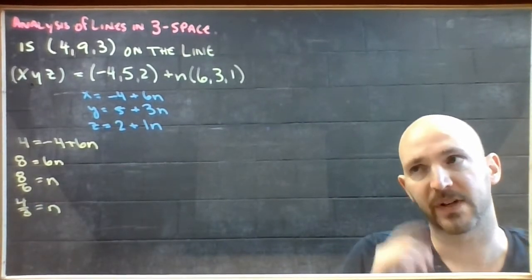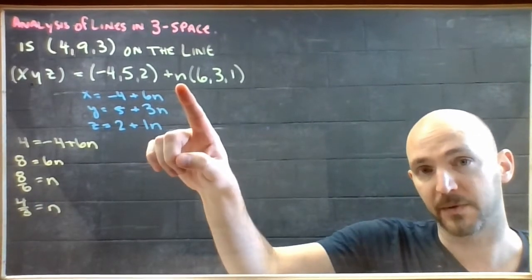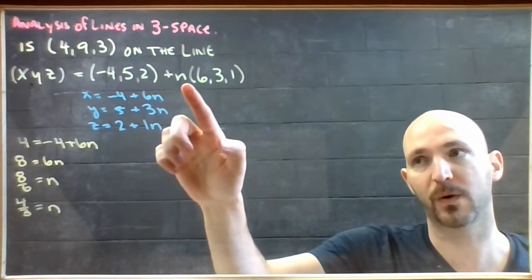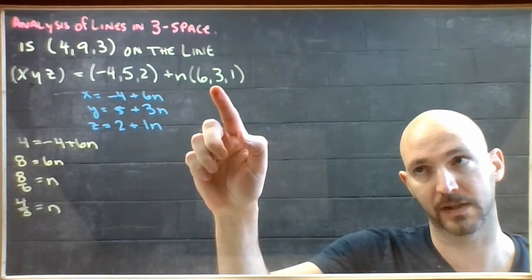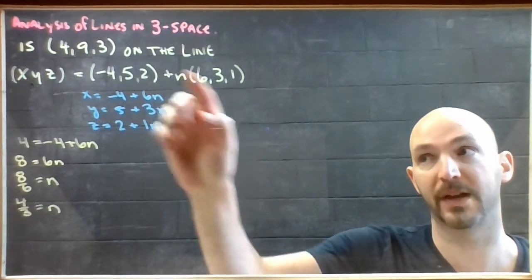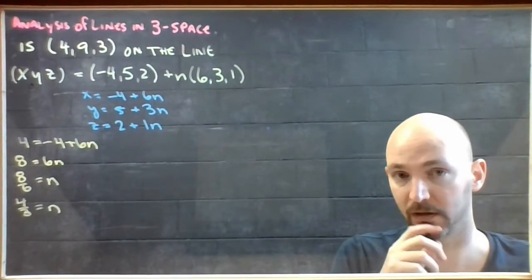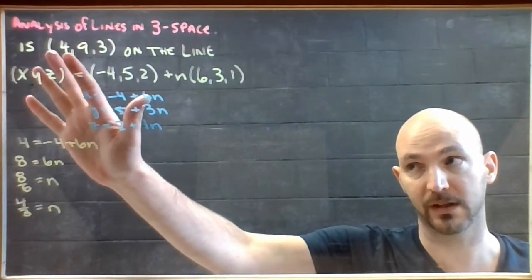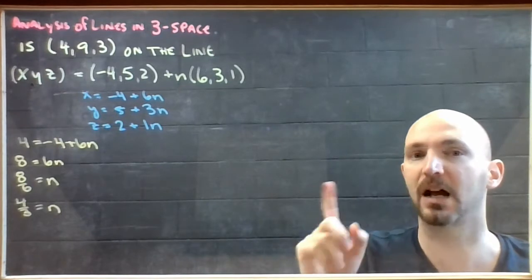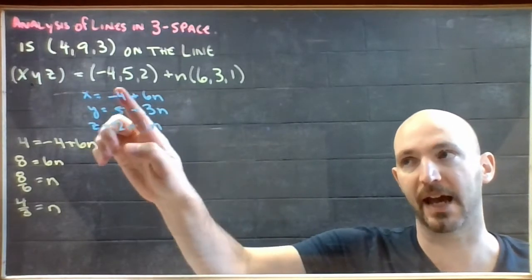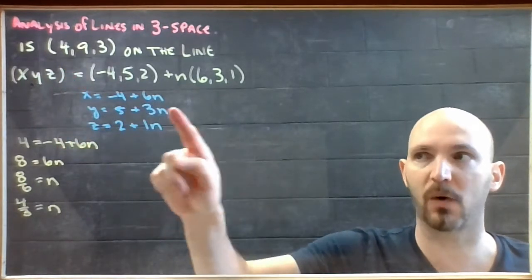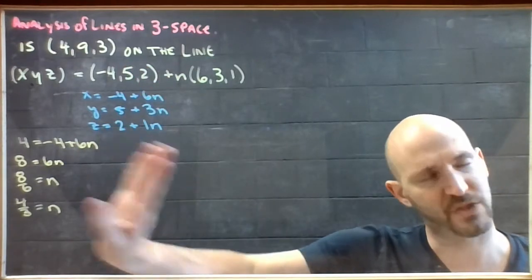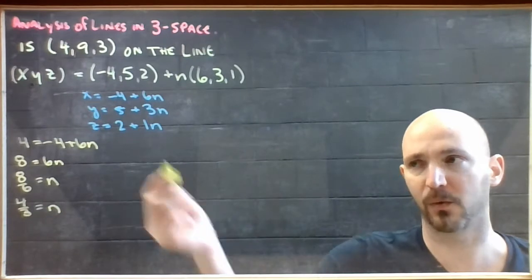So what I just figured out then is that if I make the parameter 4/3, so if I go to this dot and take 4/3 of a step along this vector, I should end up with 4 as my x coordinate. Well, that's great, right? Because I need to have 4 if this point is on the line, but it's not enough. I need my x to be 4 and my y to be 9 and my z to be 3. So I've checked it for x. I'm going to check it for y.